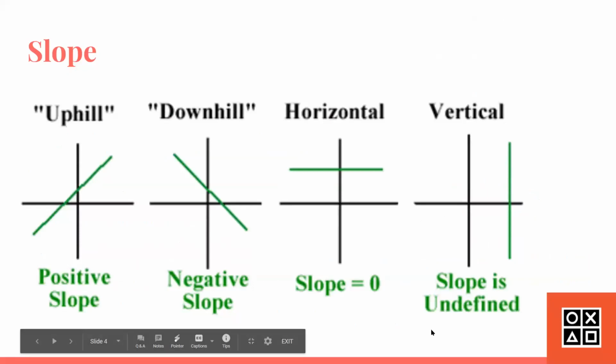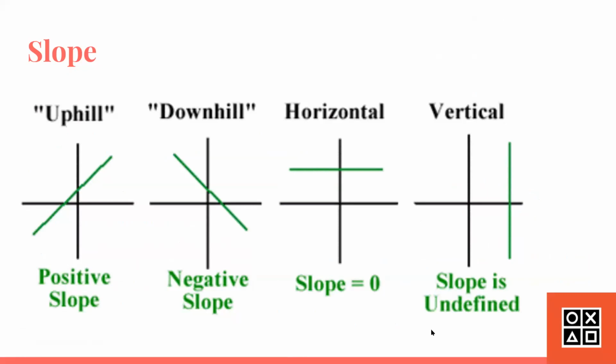There are four main types of slope. The first is called an uphill slope. As you can see in the graph to the left, it goes from left to right in an upwards fashion. It is also known as a positive slope. You can think of it as a skier going up a mountain. The next slope is a downhill slope. This goes left to right in a downwards fashion, also known as a negative slope. You can think of it as a skier going down a mountain.